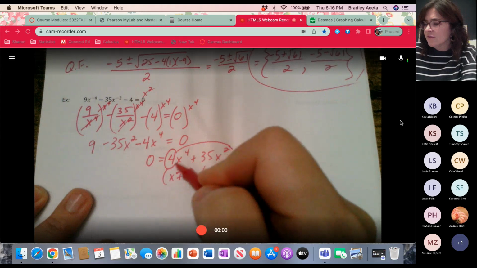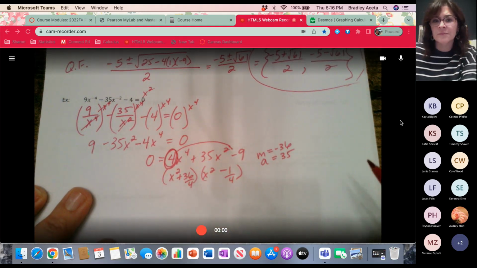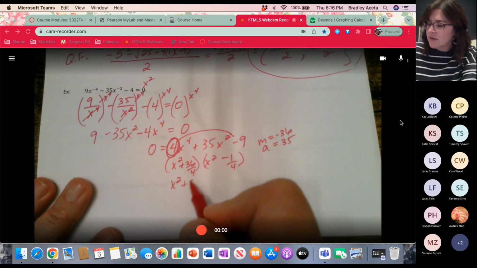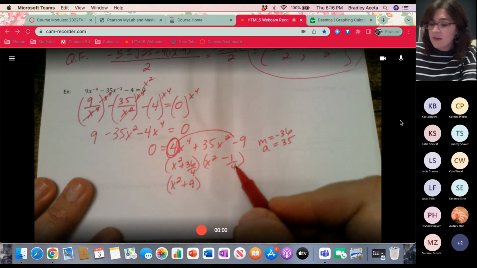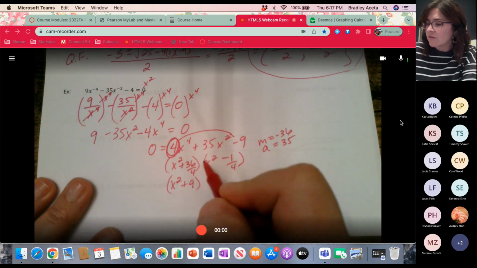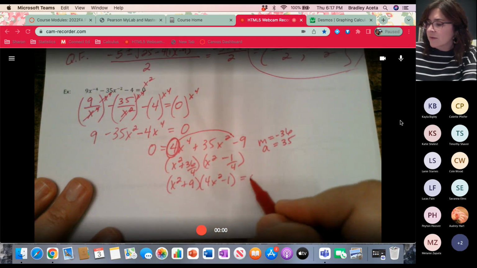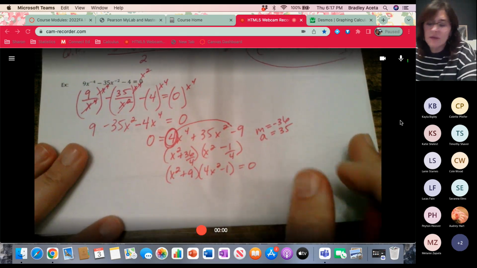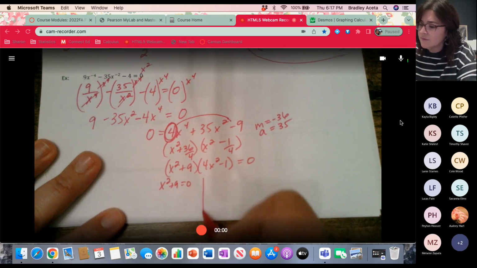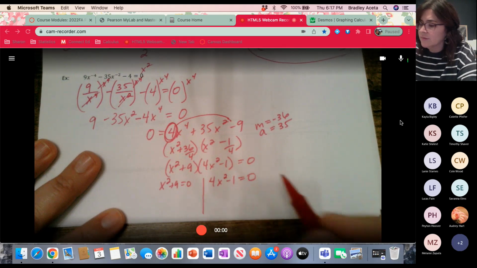However, because there's a 4 in front, I'm going to divide both of them by 4. And let's see if this will reduce to x squared plus 9. This one you have to do what's called, you bottom it up. You bring that 4 in front of the x squared. And then you set each one equal to 0. So x squared plus 9 equals 0. And 4x squared minus 1 equals 0.